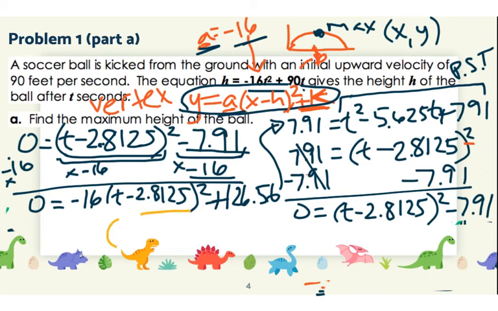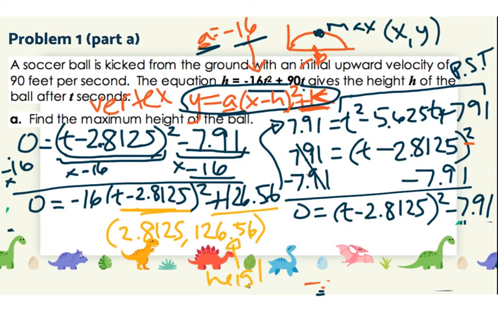So, all that to say, my vertex is a positive 2.8125. Remember, it's always the opposite of what you would think it is in the parentheses with the x. And it goes as high as 126.56 feet high. So this is your height, that's an h(t), and this is your time. So in almost 3, in like 2.8 seconds, the ball reaches its highest height of just over 126 feet.